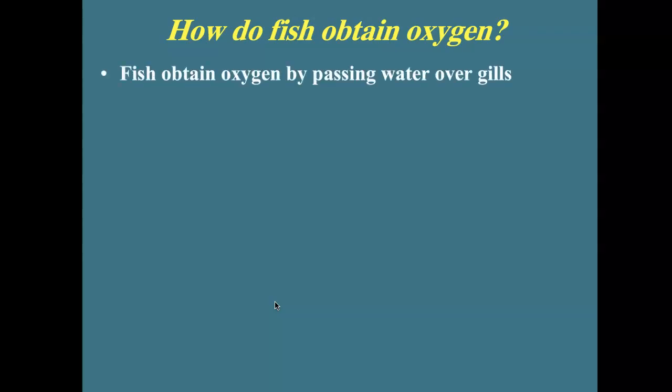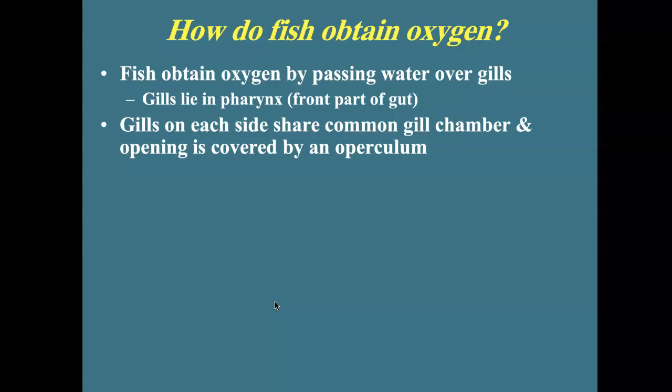So how do fish obtain oxygen? Fish obtain oxygen by passing, again, just the water over their gills, right? And their gills are going to be doing the gas exchange. Their gills are not only going to pull oxygen out of the water, but they're also going to give up carbon dioxide. Okay, and the gills are going to lie in the pharynx, which is the front part of the gut. There are gills on each side that are going to share a common gill chamber. So oftentimes you have 4 sets of gill arches in each gill chamber, and they're sharing one single gill chamber.